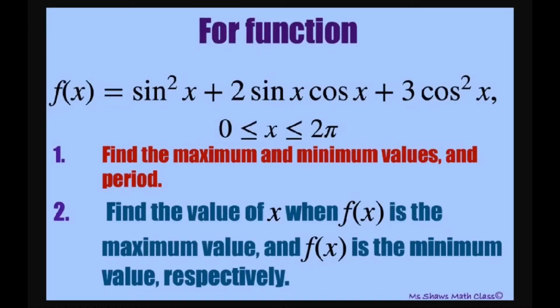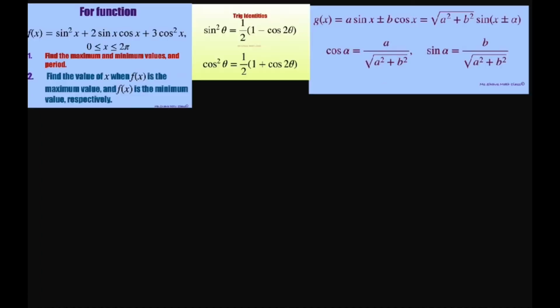Everyone. For a function f of x given here over the interval 0 to 2 pi, we're going to do two steps. Number 1, we're going to find the maximum and minimum values along with the period. Number 2, find the value of x when our f of x is the minimum value and f of x is the maximum value.